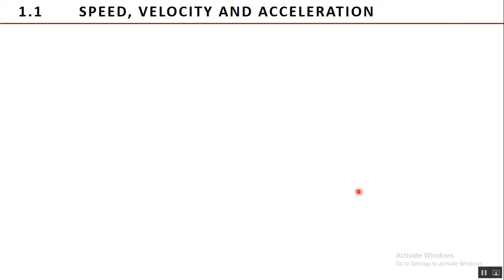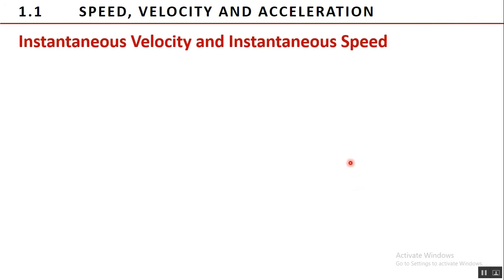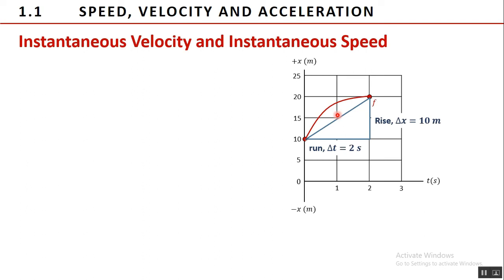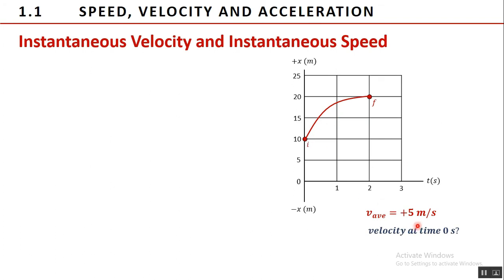In the previous section, we have discussed the average velocity of a body at a given time interval. Remember that average velocity does not describe the velocity of a body at a given instant of time. Referring to the position-time graph shown, the average velocity of the body between time interval 0 seconds to 2 seconds is the slope of this line, so the rise is 10 meters. The rise divided by the run of 2 seconds will give an average velocity of positive 5 meters per second.